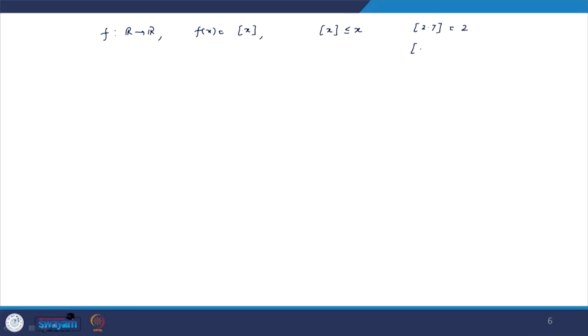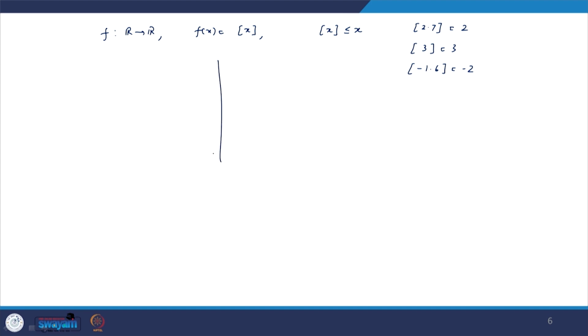Suppose you want to find out the greatest integer of 3, it is 3 itself, okay. Less than or equal to is there. So, suppose you want to find the greatest integer of minus 1.6, it is what? Minus 2, the greatest integer less than or equal to minus 1.6.